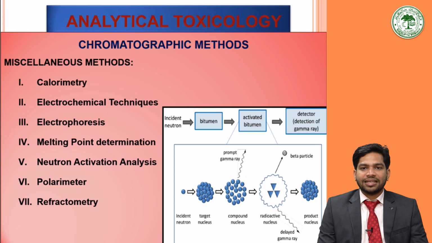Then the polarimeter measures the angle of rotation caused by passing polarized light through an optically active substance. If a drug or a poison is optically active, it can be detected by this technique. Then refractometry, here the identification is done by the refractive indices of the poisons.